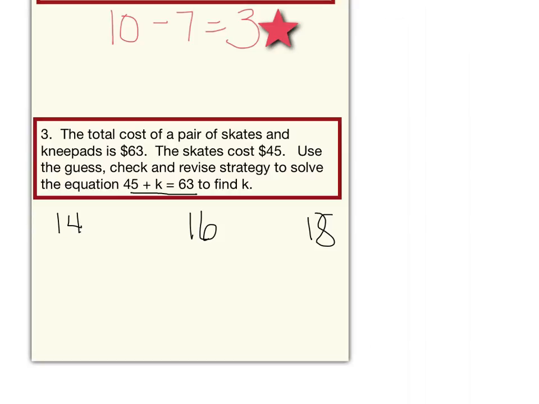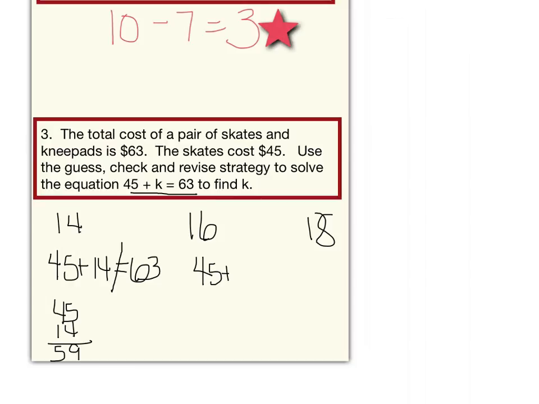Okay, so let's try 14 first. 45 plus 14, does it equal 63? Let's check it out. 5 plus 4 is 9. 4 plus 1 is 5. So that is 59. It does not equal 63. So we have to revise. So we're going to try 16. 45 plus 16. Does that equal 63? Well, let's check it out. 5 plus 6 is 11. 4 plus 1 is 5, plus the 1 is 6, so that is 61. We're getting closer, but we are still not correct. That is not right. So we need to revise one more time.